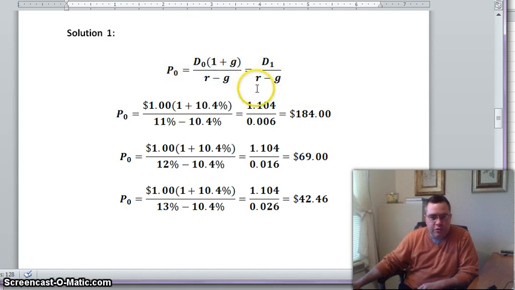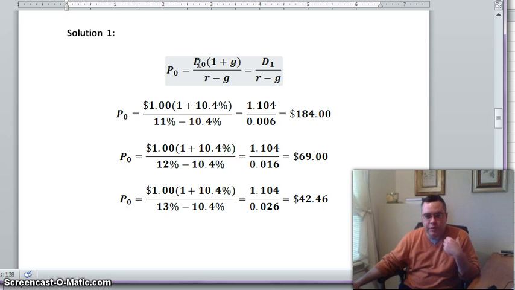First off, this is the original formula I showed you here. D1 divided by R minus G. If you're given D0, which is the dividend just paid, you just have to multiply that by 1 plus the growth rate to get dividend 1 year in the future. So this is a minor adjustment to the Gordon growth model to deal with an input of last period's dividend instead of next period's dividend, the dividend that was just paid.